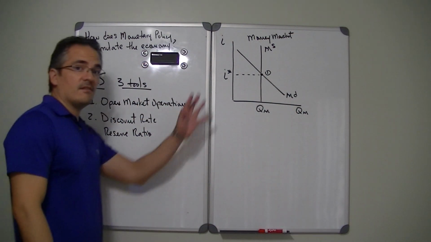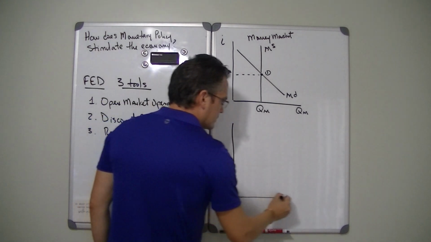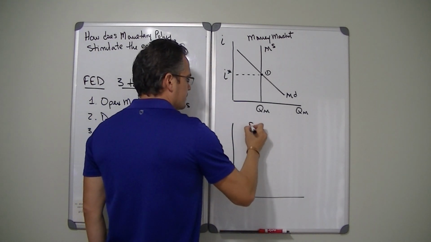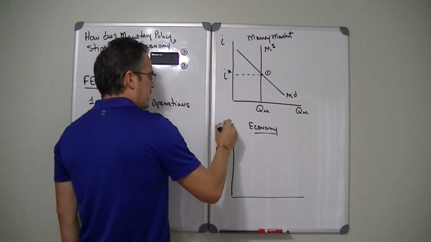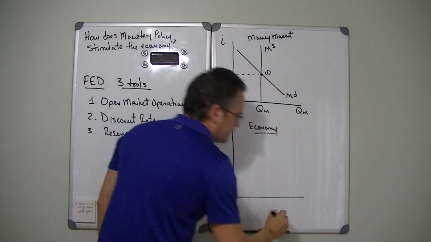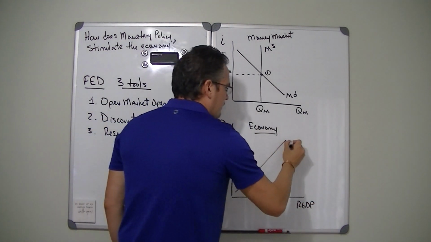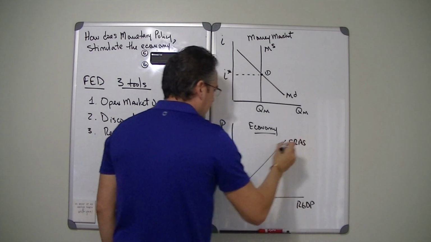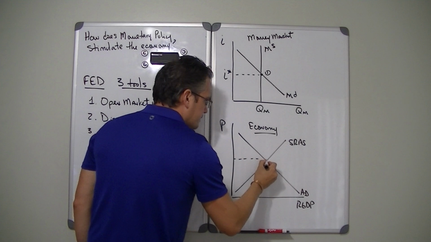Alright? Then that affects economic activity. So over here, let's put the economy. In here we have our price level, our real GDP level, our short-run aggregate supply line, and our aggregate demand line.